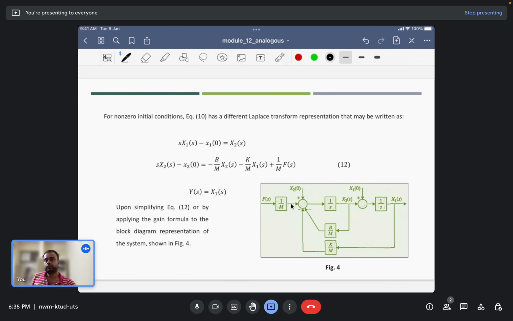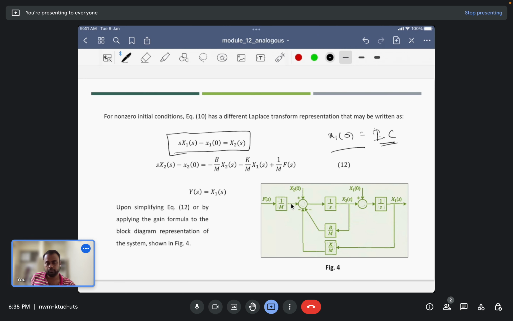So this was for the zero initial condition, but what if the initial condition is non-zero. So again in that case we have to take the initial condition. So this is the initial condition being represented. x10 is the initial condition.